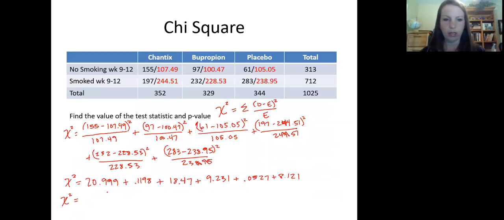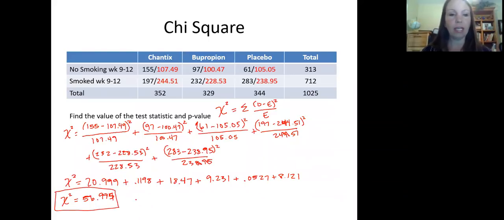So I ended up with 56.994, or 995 actually. Either way, pretty close to 57. So this is a pretty big number. So next step from calculating our test statistic here is going to be to find our p-value. And this is a chi-square test statistic.